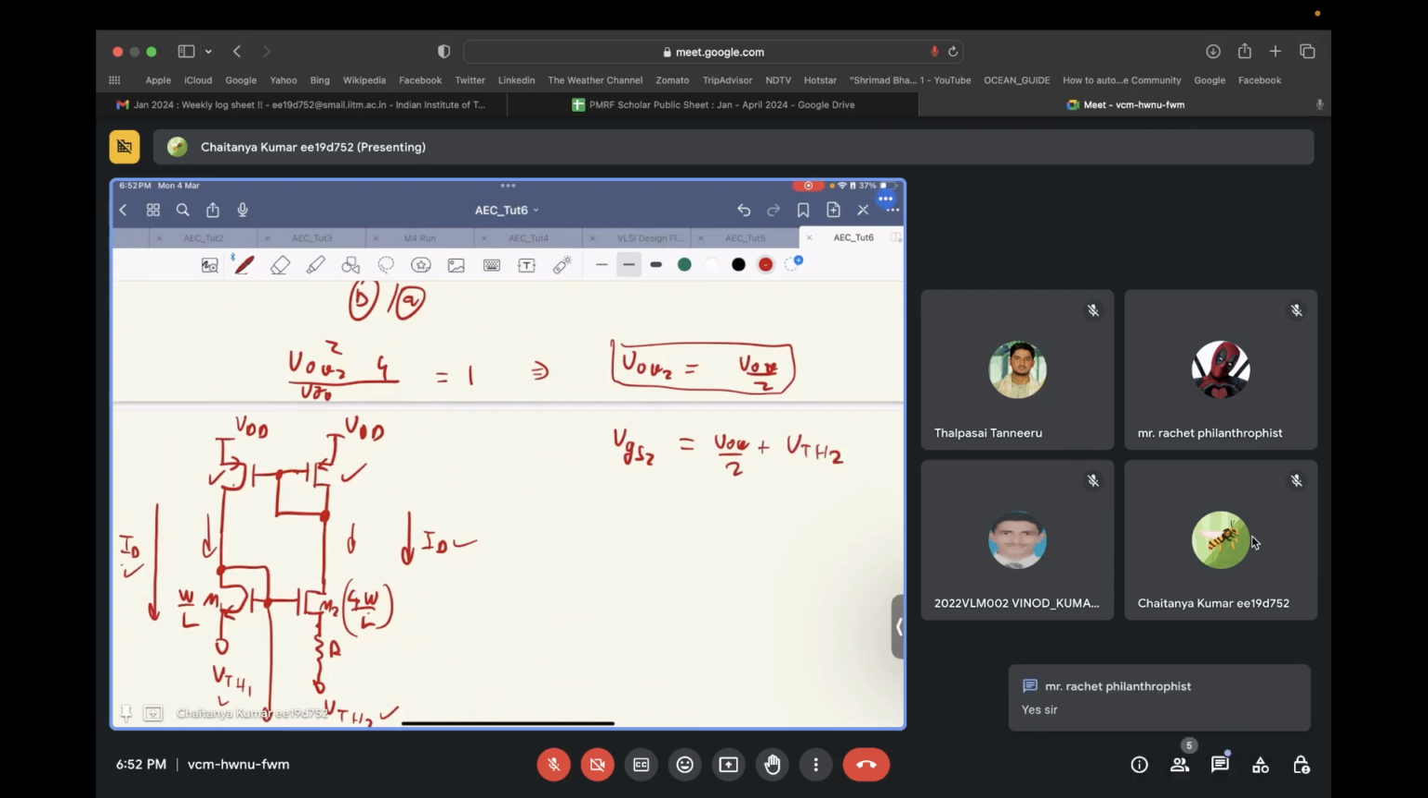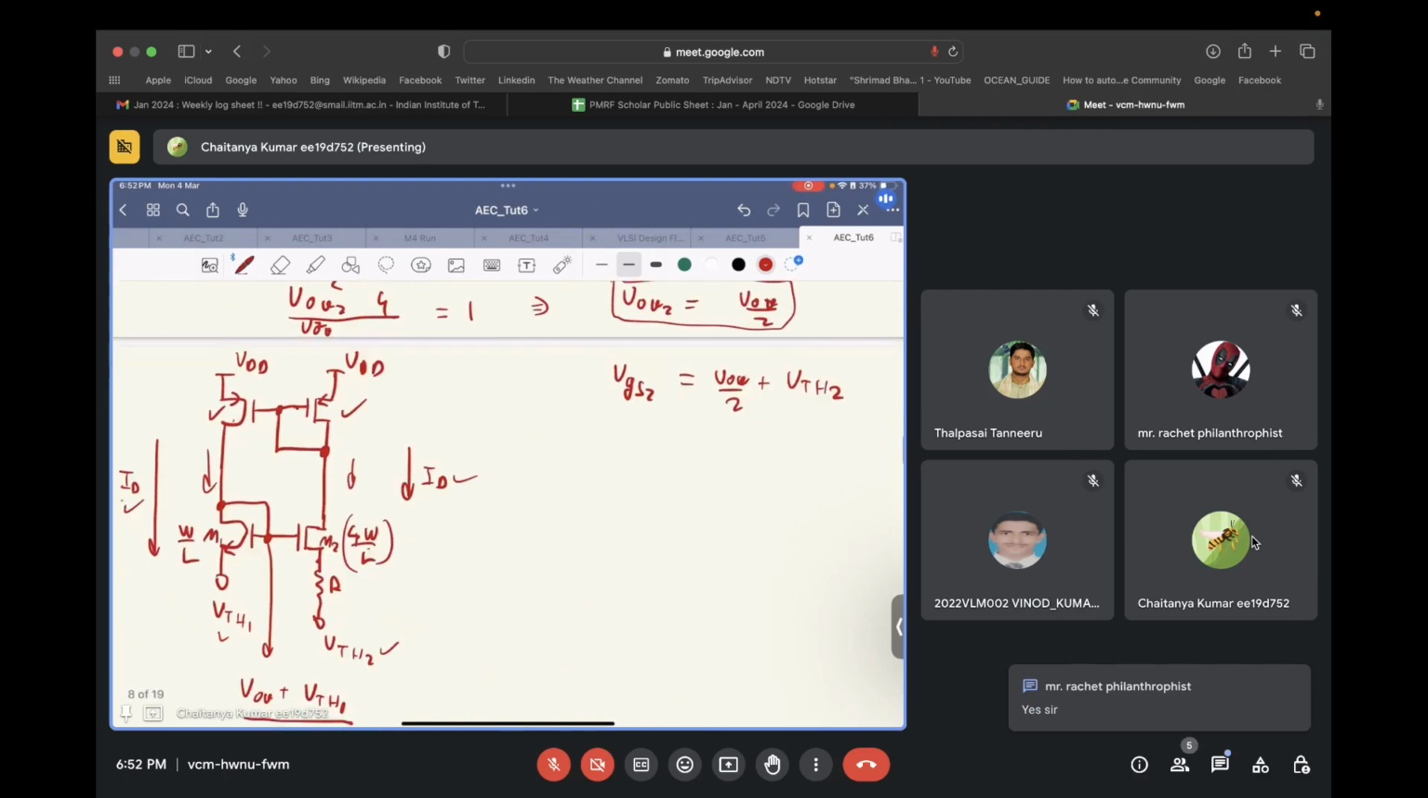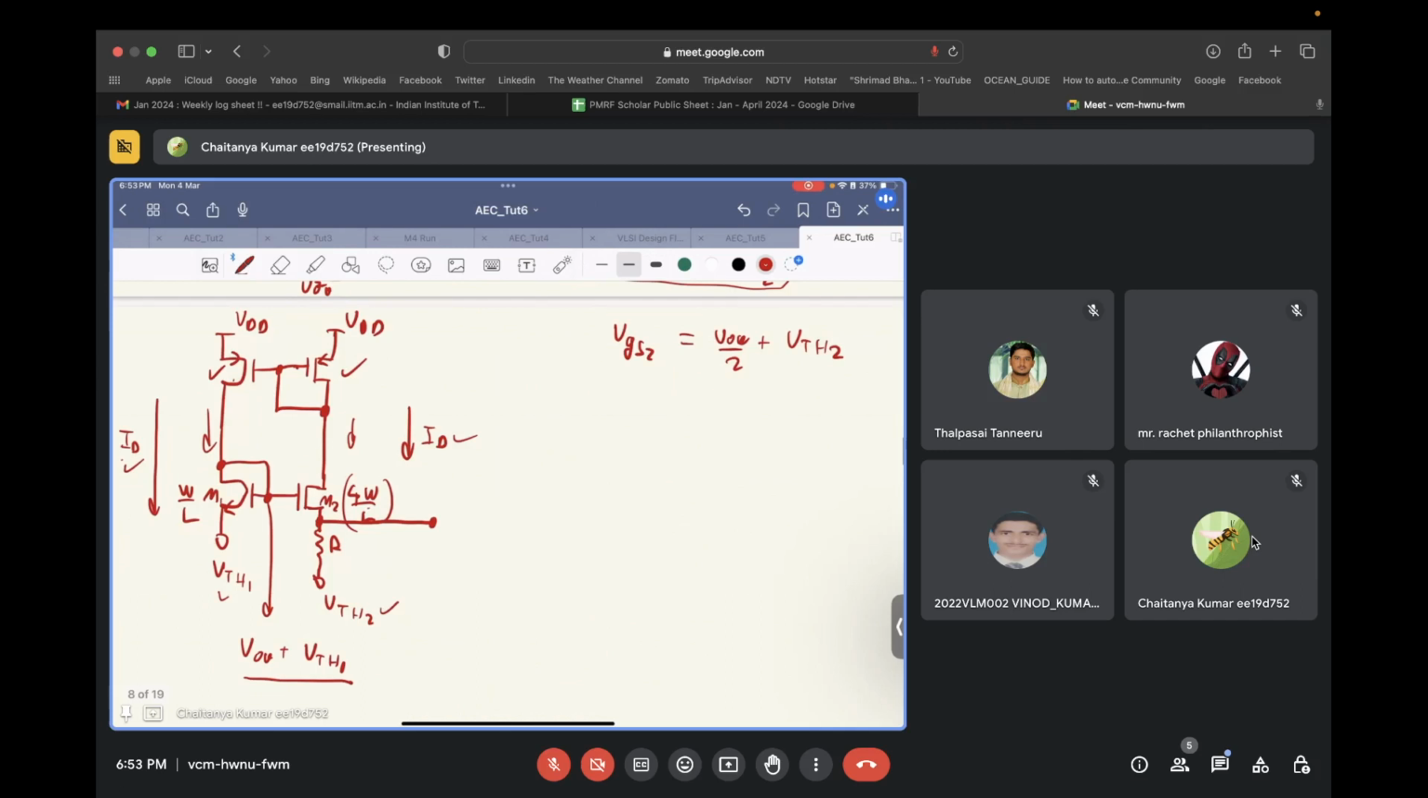Okay. So if VGS2 is V overdrive by 2 plus VTH2, what is this voltage now? This voltage is V overdrive plus VTH1 minus V overdrive by 2 plus VTH2. Okay, so this is equal to V overdrive by 2 plus VTH1 minus VTH2, that is equal to V overdrive by 2 plus, sorry, minus delta VT.